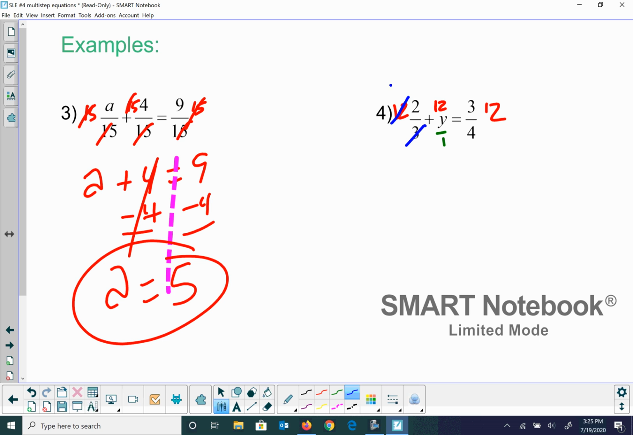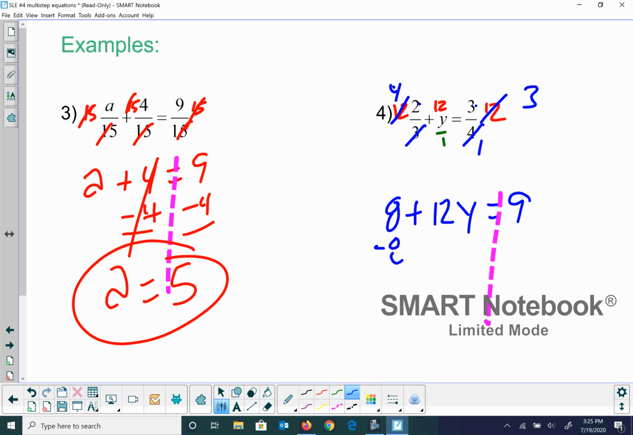3 goes into 12 4 times. 4 times 2 is 8. This one won't reduce, so I just wind up with 12y equals, and then 4 goes into 12 3 times. 3 times 3 is 9. Okay, let's start working this out. Subtract 8, subtract 8. 12y is equal to 1.